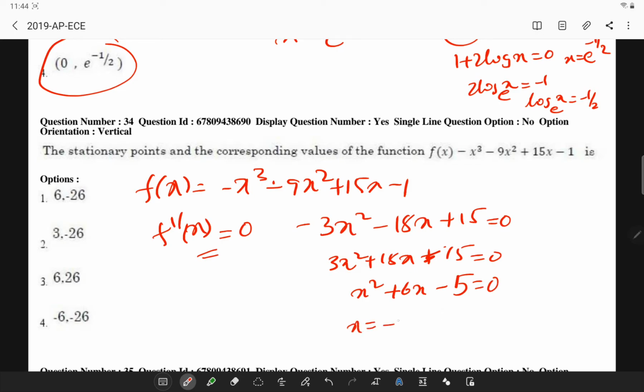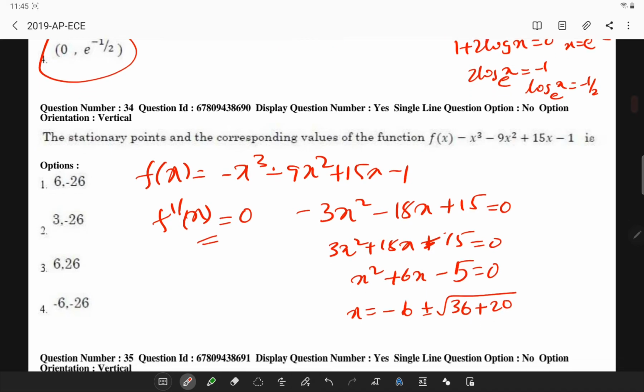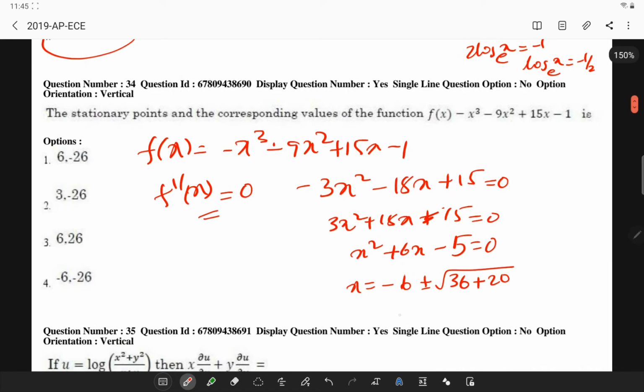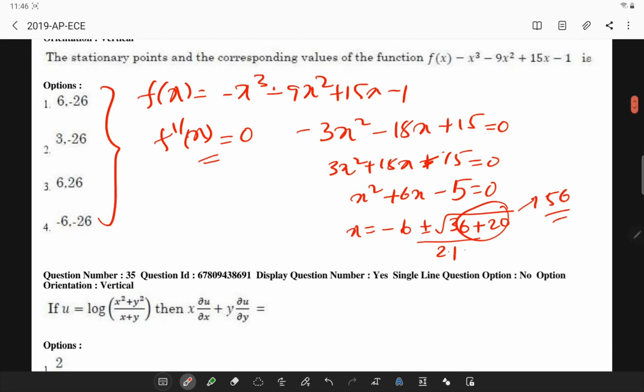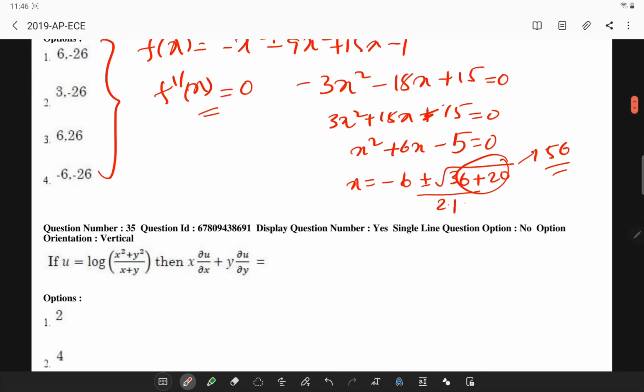So the roots are x is equal to minus 6 plus or minus square root of 36 plus 4 into 5, that is 20, divided by 2 into 1. But none of the roots, as you are getting 56, your answers are not clearly visible. So the next is again related to Euler's theorem.